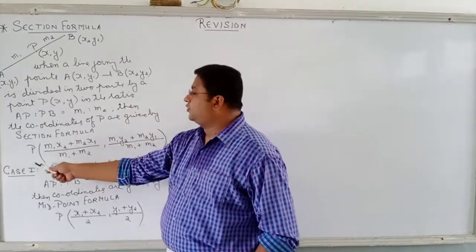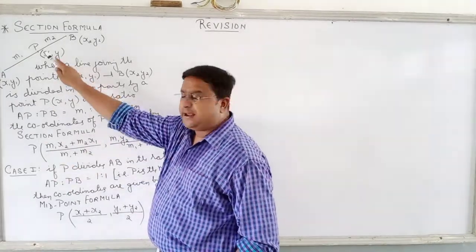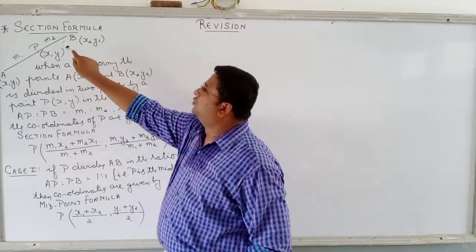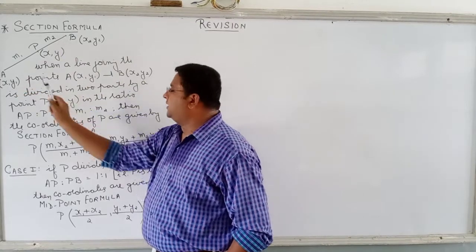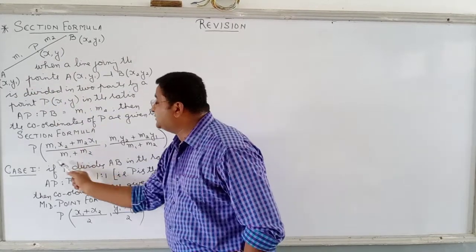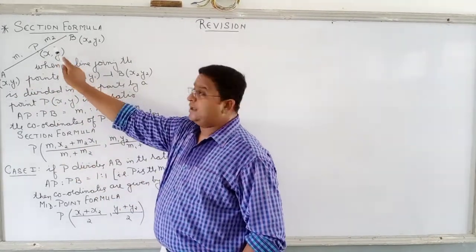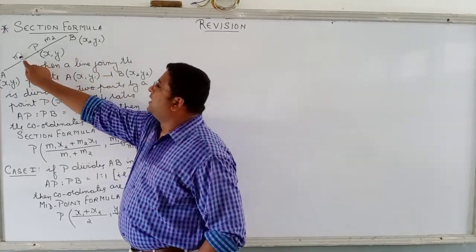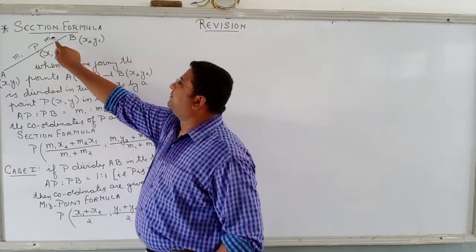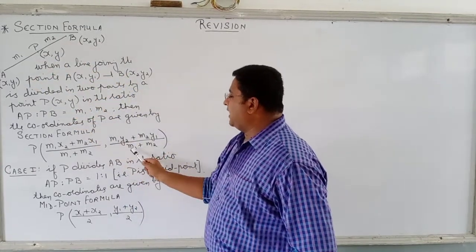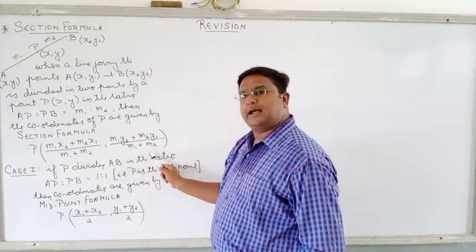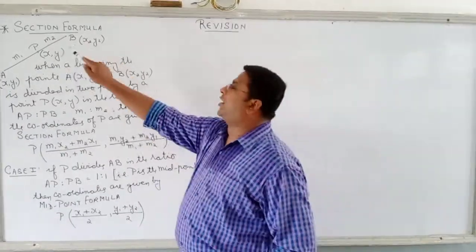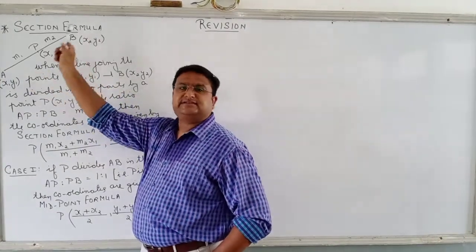And what is that section formula? The x coordinate of this point P is M1 into x2 plus M2 into x1 upon M1 plus M2. When we talk about the y coordinate, it is M1 into y2 plus M2 into y1 upon M1 plus M2. Clear? This is the section formula to find the coordinates of the point which divides the line in a certain ratio.